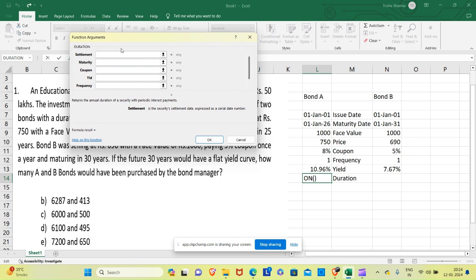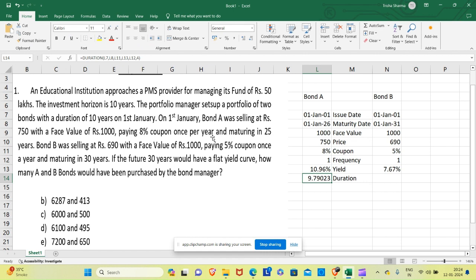Now once you have got the duration, you will again write the settlement date, you will write the maturity date, which is given here, then you will write the coupon is 8%. Now you have to input yield here in this function, and you know why we found yield now. So you put yield here, then you put a frequency which is 1, and then you straight away put basis as 4. So you will get the duration, and duration happens to be 9.79023.